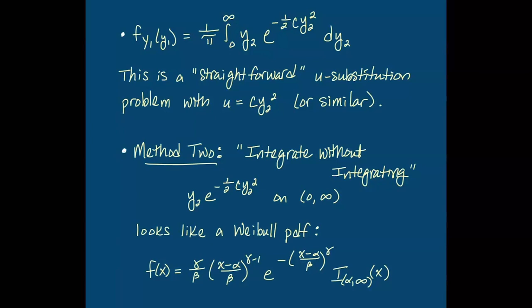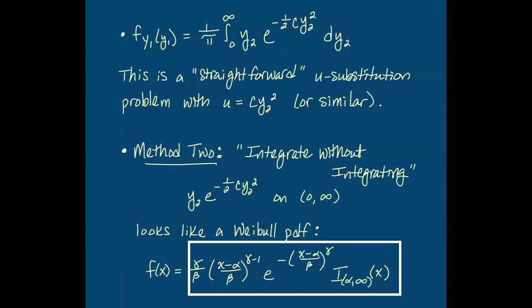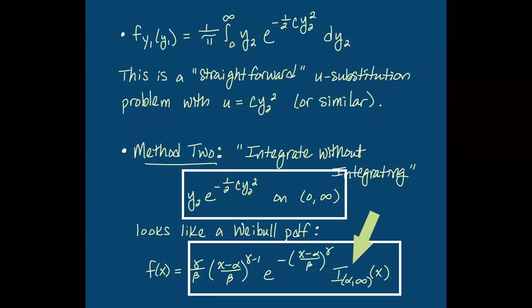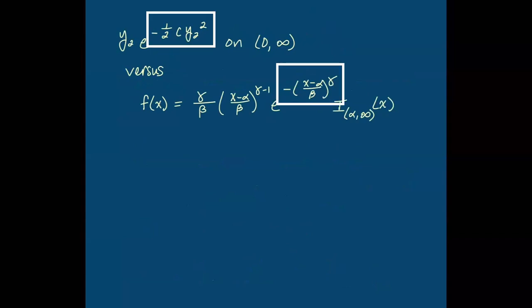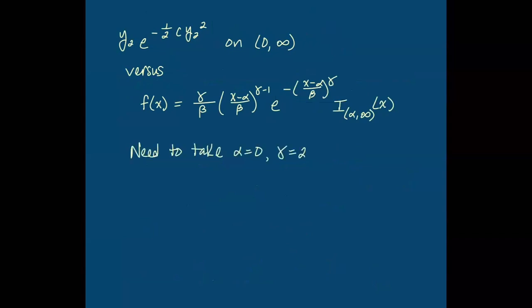Imagining x as y2, we want to match this and this, ignoring constants out front, to try to figure out the values of alpha, beta, and gamma. Because of this indicator and the fact that we don't see differences like this up here, it's easy to see that alpha is 0. Looking at the exponent on the e, it's easy to see that gamma is 2. The beta is a little harder to find.